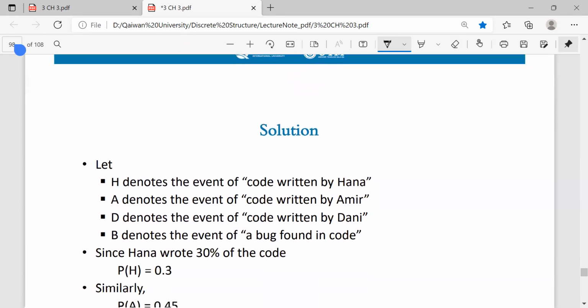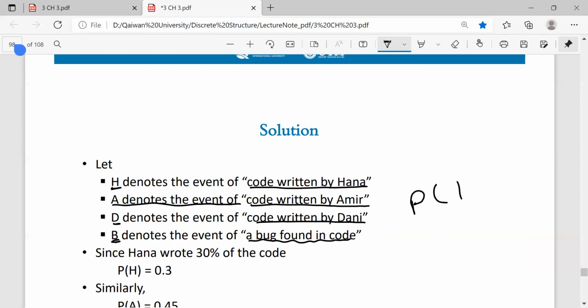Here, we let H denote the event code written by Hannah, A denotes the event of code written by Amir, and D denotes the event of code written by Danny. Okay, B denotes a bug found in code. Here we should find the probability of D. It's given that B is found. So what's the probability that it is in Danny's program?